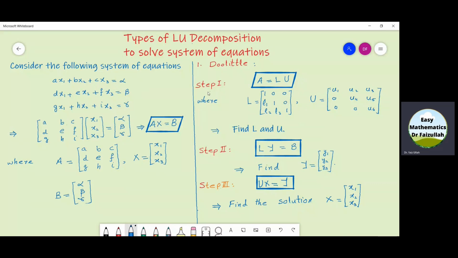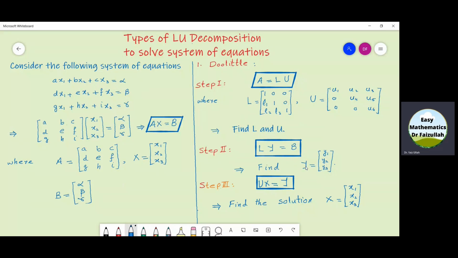So in this way, in step 1, we can find L and U. After getting L and U, we should go to step number 2. In step number 2, we shall solve this equation, Ly is equal to B. Now in step 1, we have already obtained L and B is given by this matrix. Now putting values and solving this equation, we can find the values of y1, y2, and y3. In other words, we can find y.